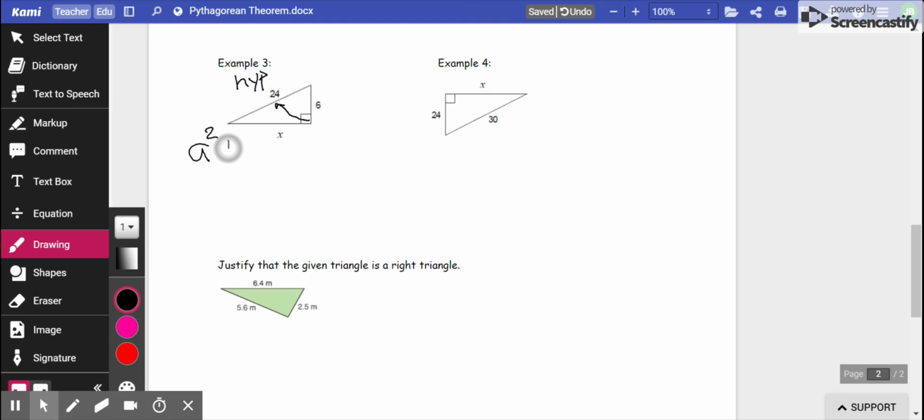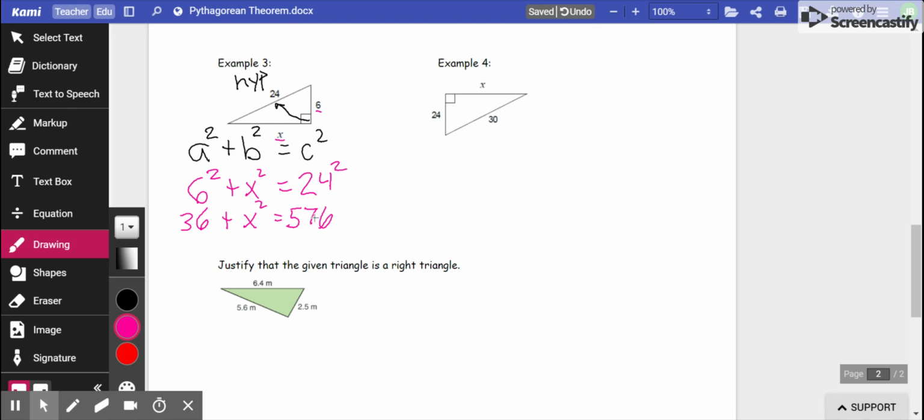Let me write out the Pythagorean theorem for you: a squared plus b squared equals c squared. Plug in what you know. First off, 6 and x are both legs. It doesn't matter which one you put in for a and which for b, since they're being added. The other side, the hypotenuse, is 24 squared. If you work this out, you end up with 36 plus x squared equals 576.